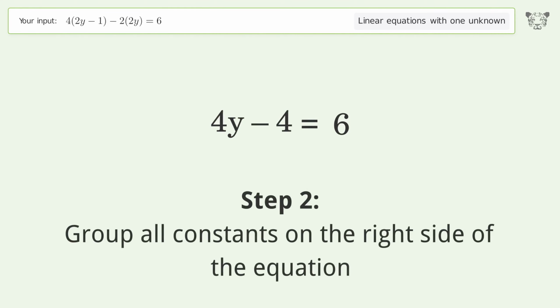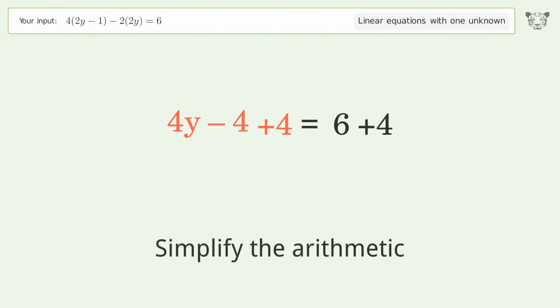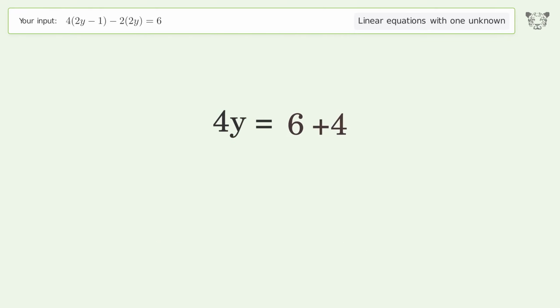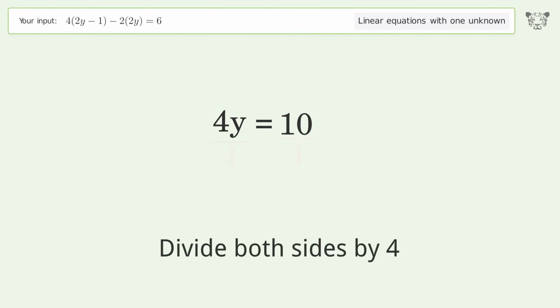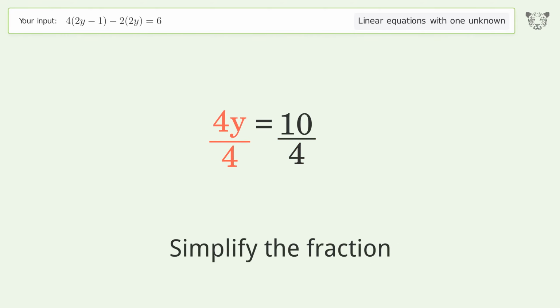Group all constants on the right side of the equation. Add 4 to both sides. Simplify the arithmetic. Isolate the y. Divide both sides by 4. Simplify the fraction.